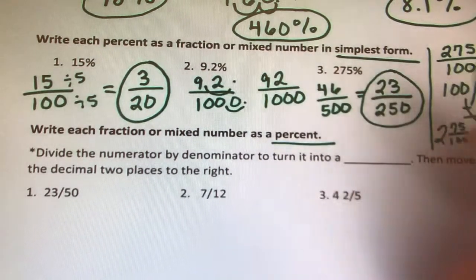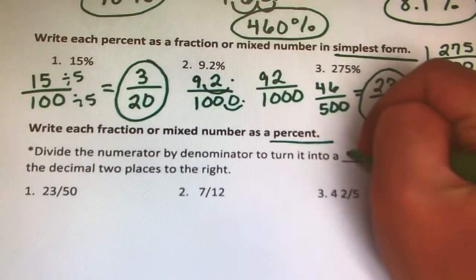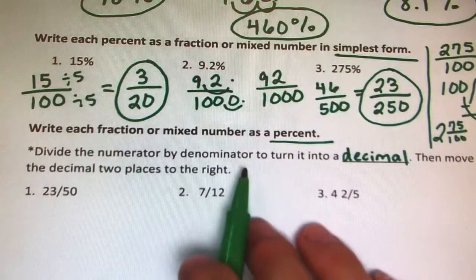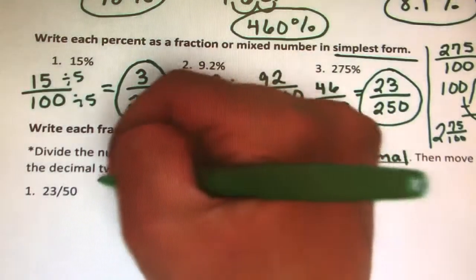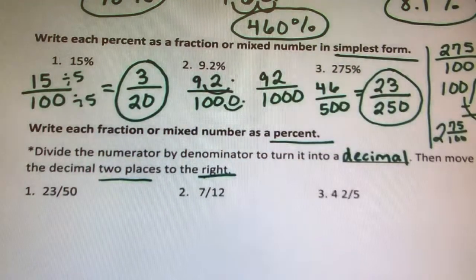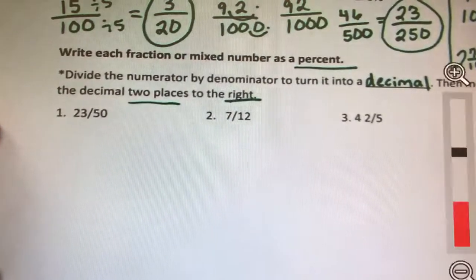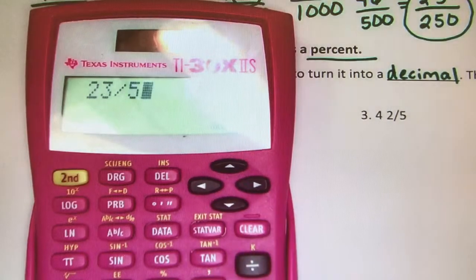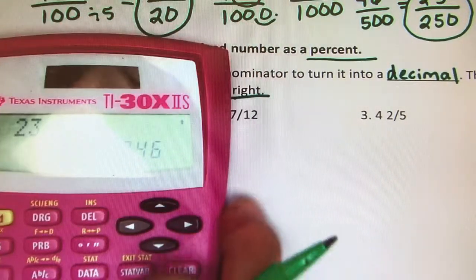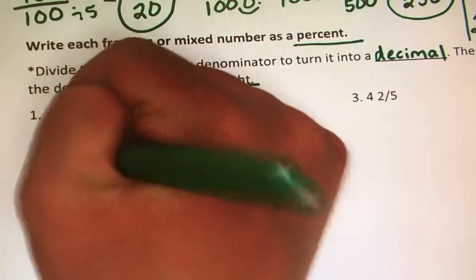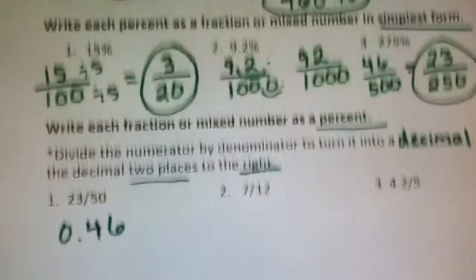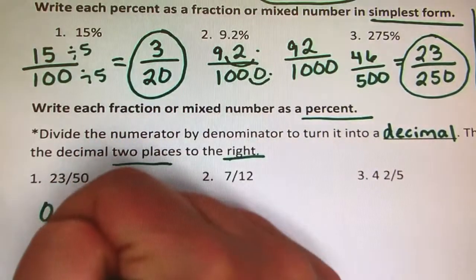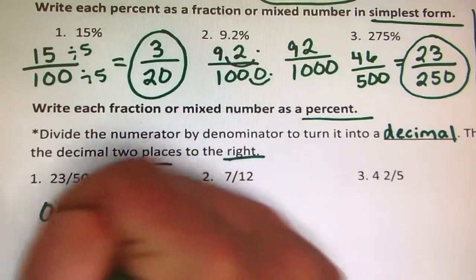So first, to get it to a percent, we want to turn it into a decimal. Divide the numerator by denominator to turn it into a decimal, then move the decimal 2 places to the right. Okay, so 23 over 50. We're going to take our calculator and type in 23 divided by 50. We get 0.46. Now you can't just throw a percentage sign on the end of that because that's not what the percentage is right now. To be a percentage, we move it 2 places to the right, and that becomes 46%.